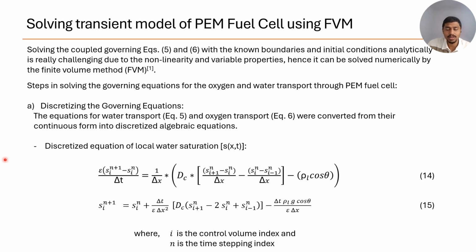So the steps of solving, particularly in this case for oxygen and water transport through PEM fuel cell, are: first, discretize the governing equation for local water transport and oxygen. You can see that this is on the LHS side. This is the time derivative that tracks the local water concentration per unit time, and on the right hand side you have the diffusion of water due to the capillary pressure, and this is the gravity term. Rearranging this, we get the following equation, in which I is the control volume index and N is the time stepping index.